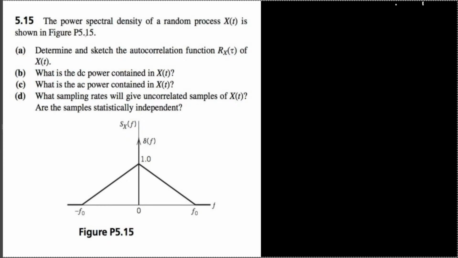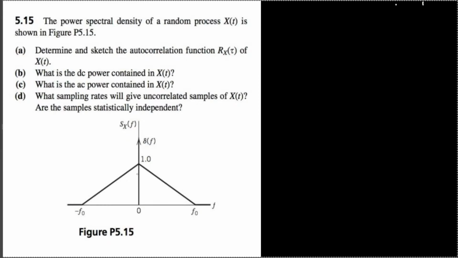Here this question is asking: the power spectral density of a random process x of t is shown in figure P5.15. Determine and sketch the autocorrelation function Rx of tau of x of t. Part B is asking what is the DC power contained in x of t. Part C is asking what is the AC power contained in x of t, and part D is asking what is the sampling rate to give uncorrelated samples of x of t, and are the samples statistically independent.